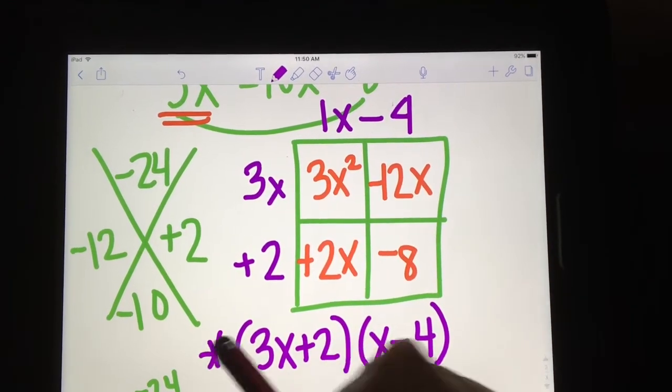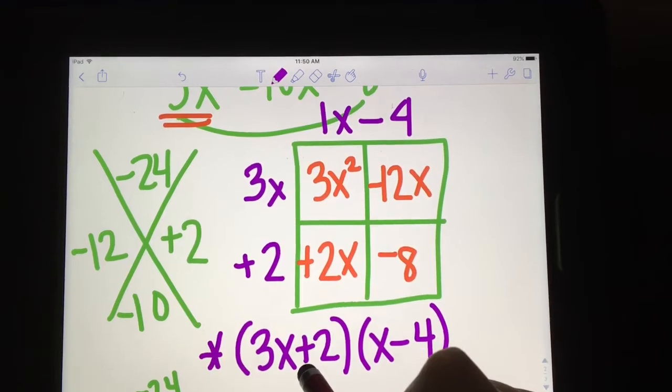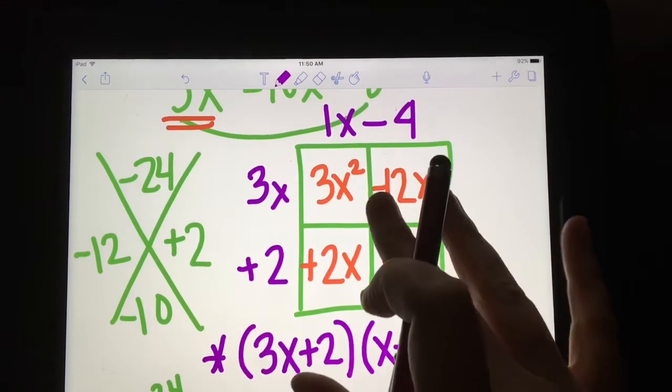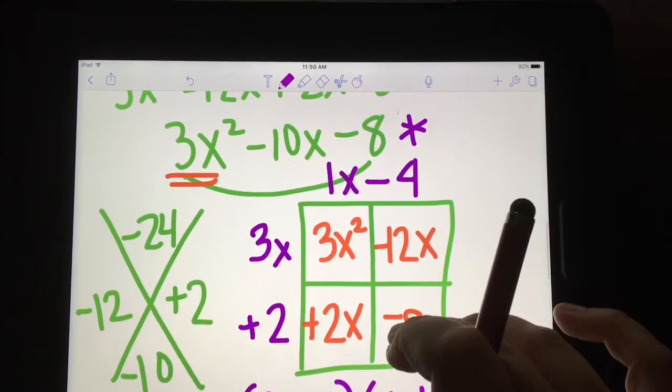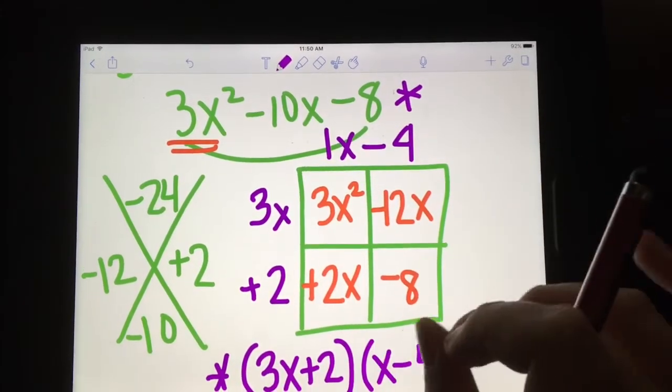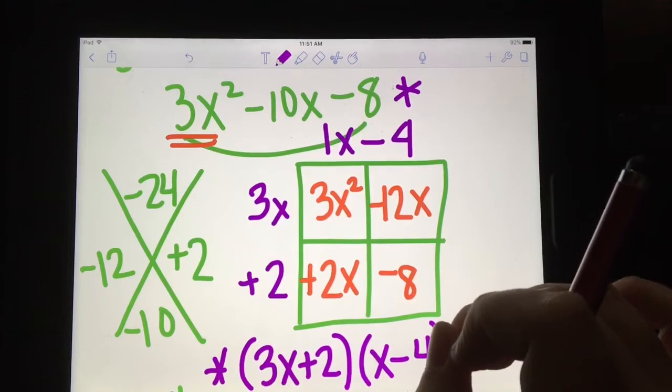And you can always check this by foiling it back out, by multiplying it, and you should get the original problem that you started with. You can always double check your factoring answers.